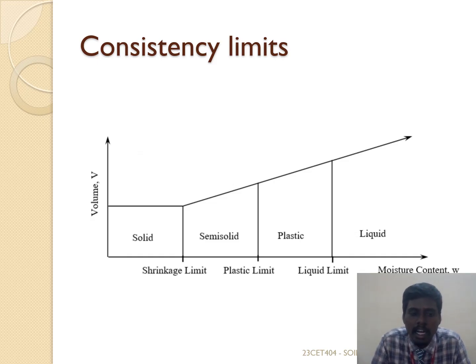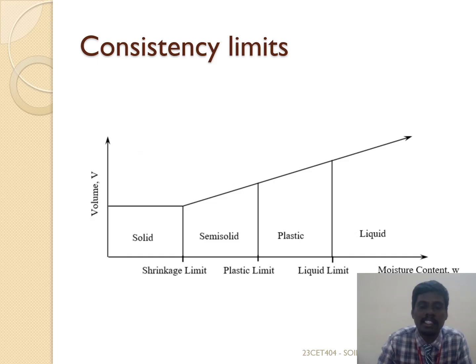When the soil turns from solid to semi-solid at that particular water content, this is called the shrinkage limit. And next, when the water content crosses the plastic limit, the consistency of the soil changes from semi-solid to plastic state. And when crossing the liquid limit, that means WL, the consistency changes from plastic to liquid state. So this one I have clearly explained here.